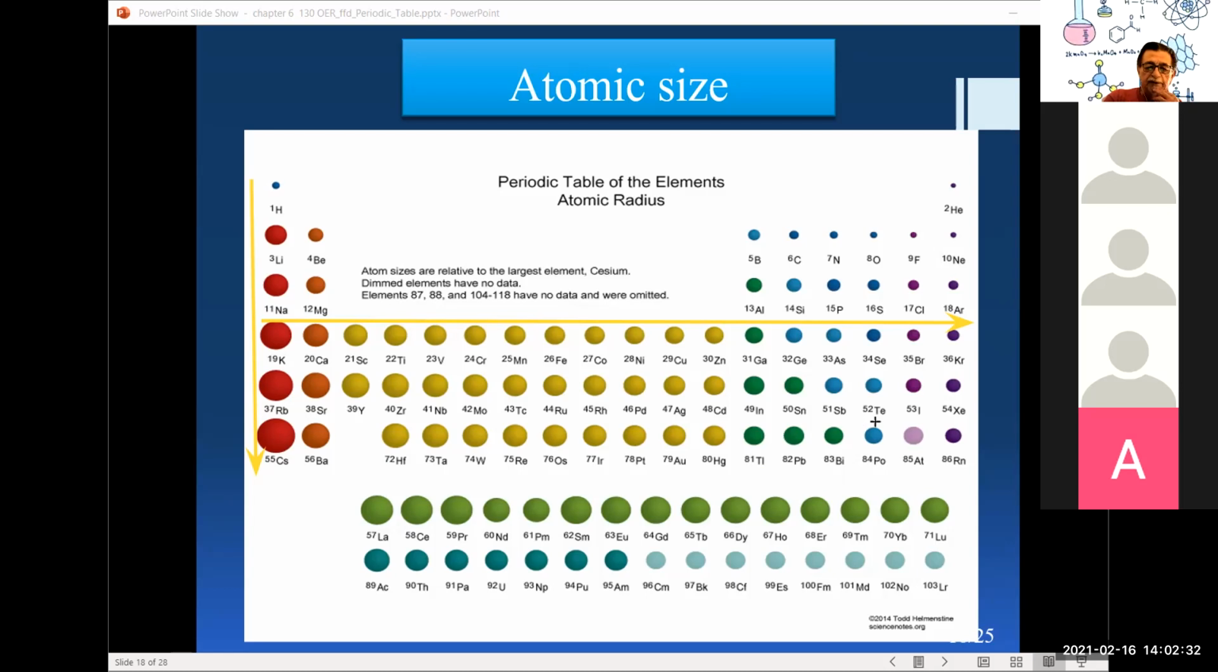And these represent the respective diameters of the elements. So the bottom right corner is pretty small. You can look at helium. Helium is a pretty tiny little thing, size-wise, relatively.